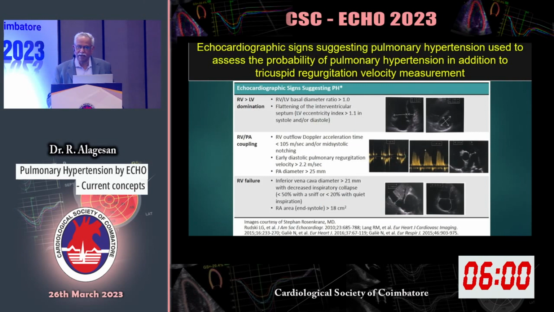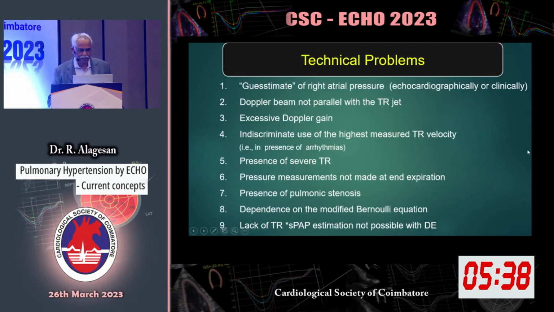It should be there when the TR velocity is between 2.9 and 3.4 to support your diagnosis of pulmonary hypertension. So hereafter, don't diagnose pulmonary hypertension just like that. You have to report that it is present, not present, or likely to be present. Or if you are in doubt, look at the other signs and try to diagnose.